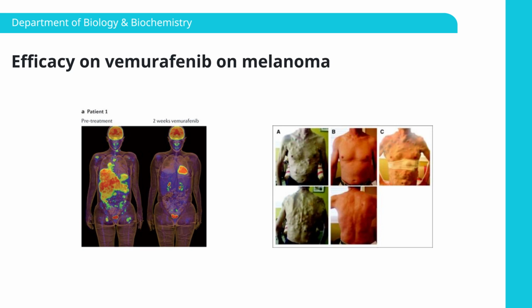Again, for metastatic melanoma, you can clearly see this is the patient's glucose uptake in the scan of this patient. And of course, in the brain, you would expect to see a lot of bright spots. So the brighter yellow-red means higher uptake of glucose. And you can see that there's a huge number of tumors in this patient. And after 2 weeks with vemurafenib, there's a huge reduction in the number of tumors.